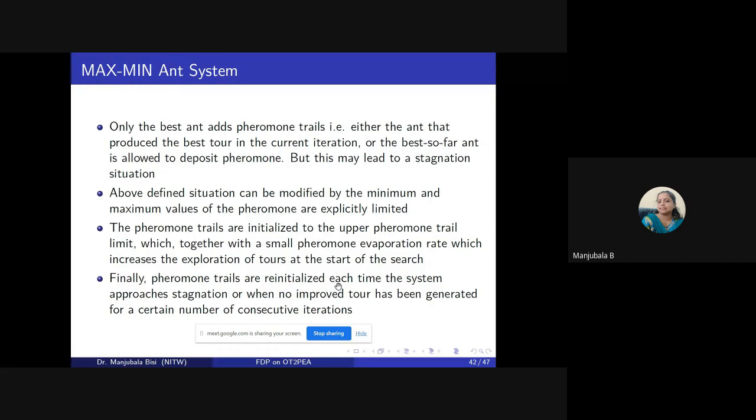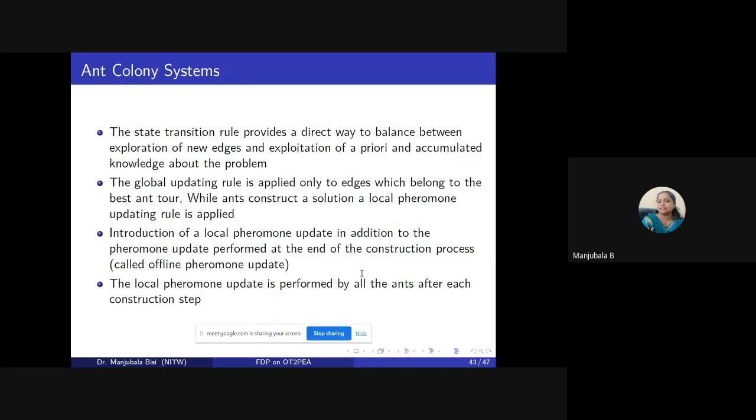Or you can reinitialize some pheromones also. Pheromone trails can be reinitialized each time the system approaches stagnation. If there is stagnation coming, that means there is no improved tour you are getting. In that scenario, you can reinitialize the pheromone trail and process again, because everything depends upon whatever initial value of the pheromone matrix you are considering. Maybe whatever pheromone you have initialized is not providing a better solution. So you can reinitialize that value for getting a better solution if a stagnation problem occurs.